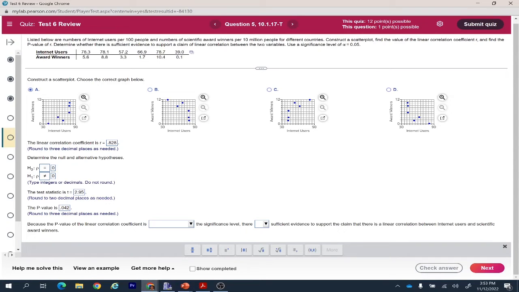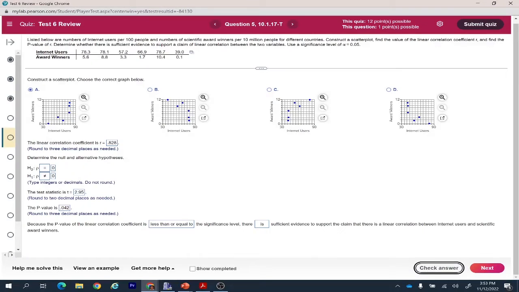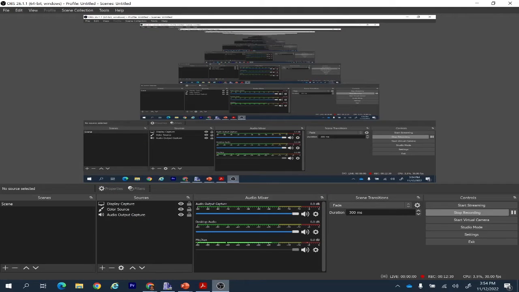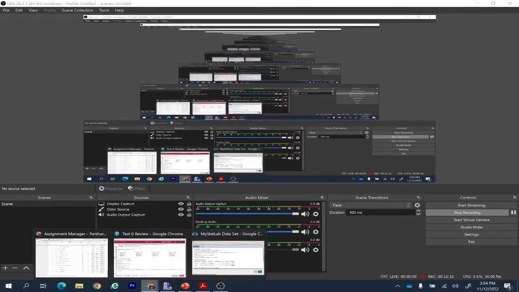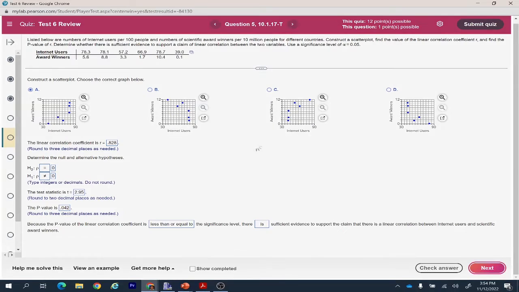So because the p-value of a linear correlation coefficient is less than alpha, there is sufficient evidence to support the claim that there is a linear correlation between internet users and scientific award winners. Okay, so that's our answer. So next problem.